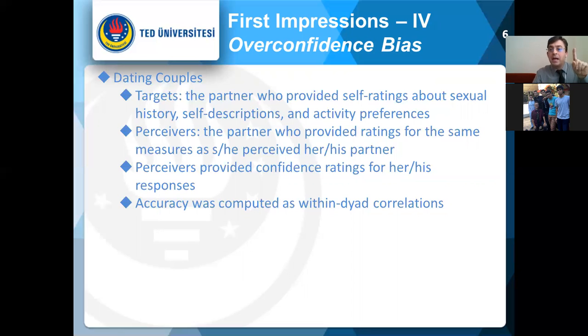And also, accuracy of their judgments was computed as within dyad correlations. So Ayşe says, I like to go to cinema 7 out of 7, let's say with Likert type scaling, and Ahmet says 7 out of 7. Ayşe likes going to cinema 7 out of 7. Then it means that they have a perfect match about Ayşe's judgment.